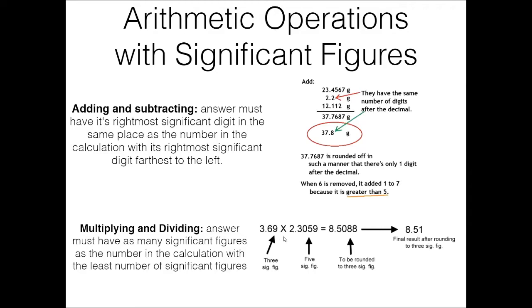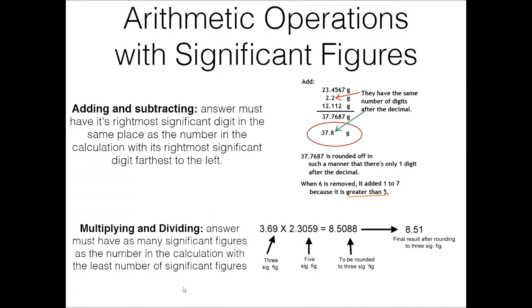So this one has three, and this one has five, so my final answer must be rounded to three digits. I don't care where they are, I have to start at the left, go to the right. When I get to the third one, I have to stop and round there. So I will round this zero up because the next digit is an 8 in the thousandths place. So I have to round to the hundredths place. It turns out for this one to get three sig figs, it rounds up to 8.51. So these two rules matter.